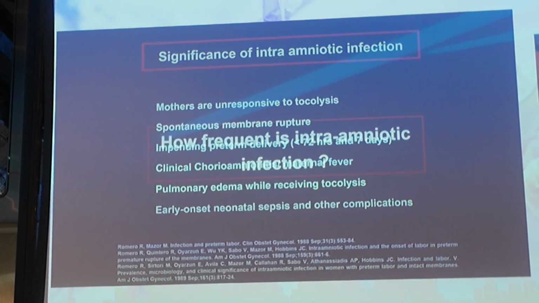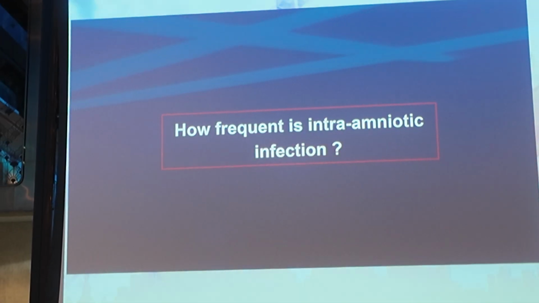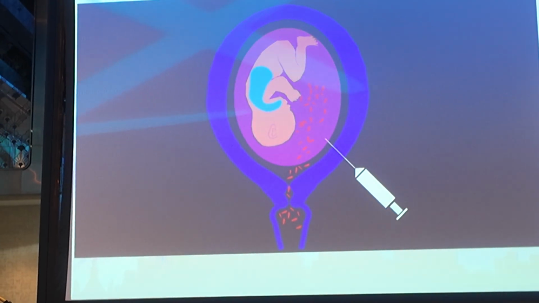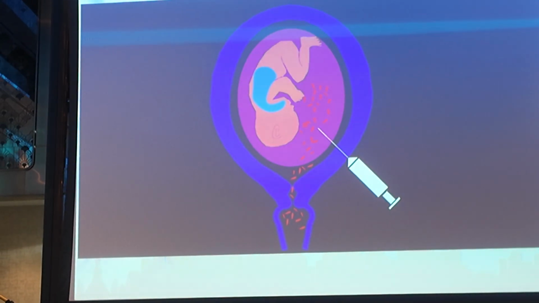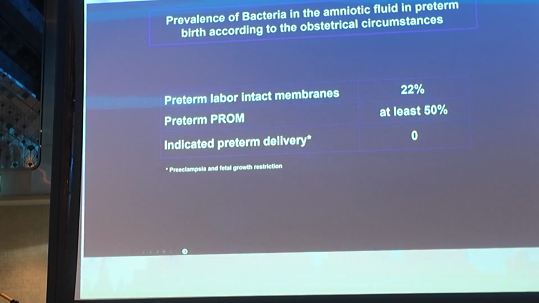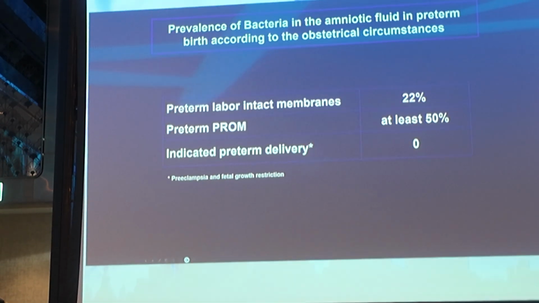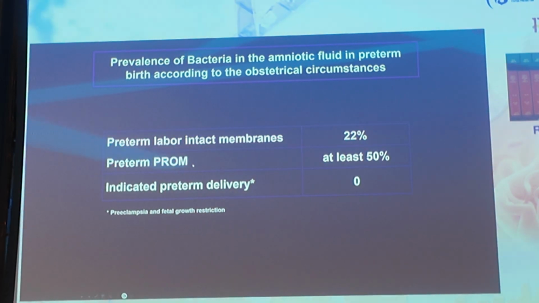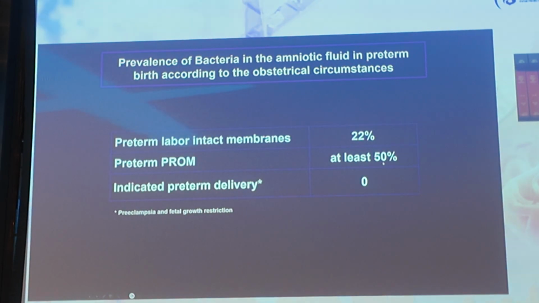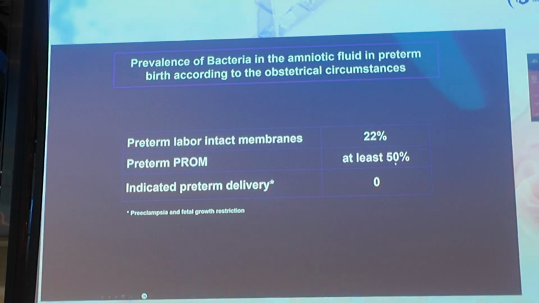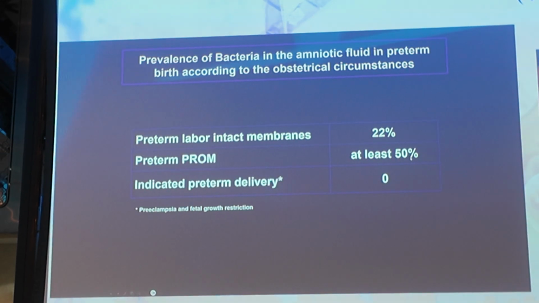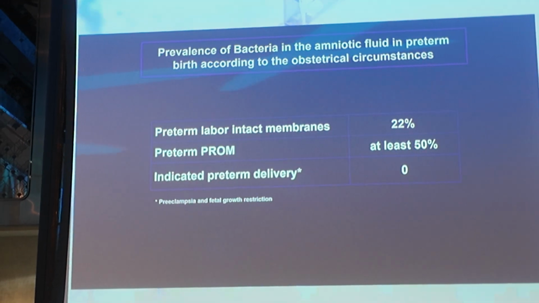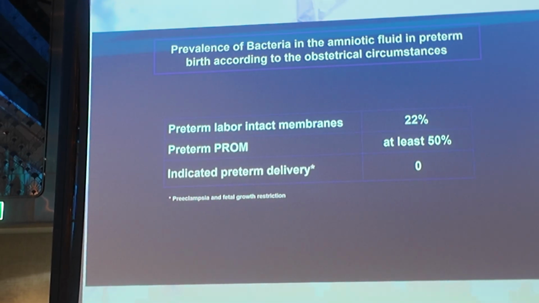and RDS. Now, how frequent is intra-amniotic infection? First of all, if we do amniocentesis, we know that 22% of the patients who present with premature labor and intact membranes have intra-amniotic infection. In preterm PROM, at least 50%, 1 of every 2 patients when they're admitted have intra-amniotic infection. And if the patients are quiescent but then go into labor, it is at least 75%.